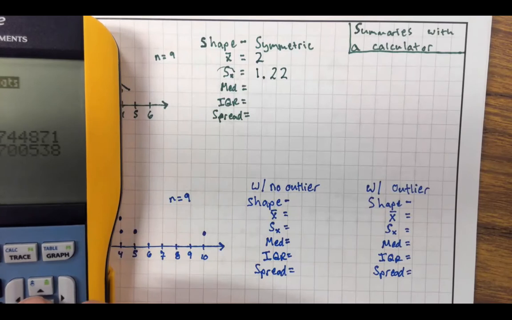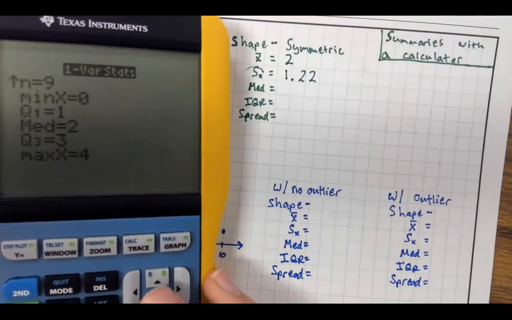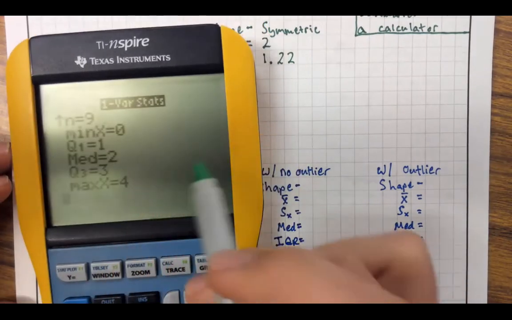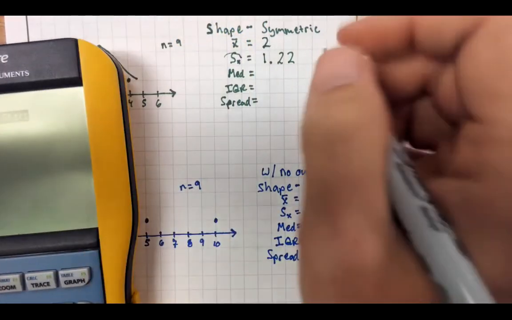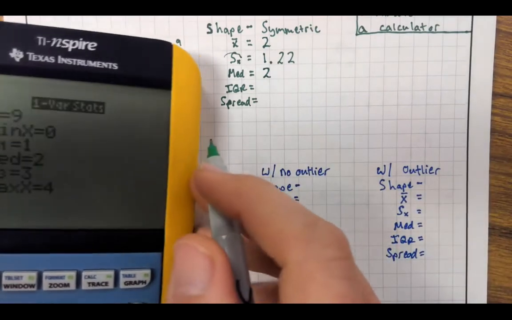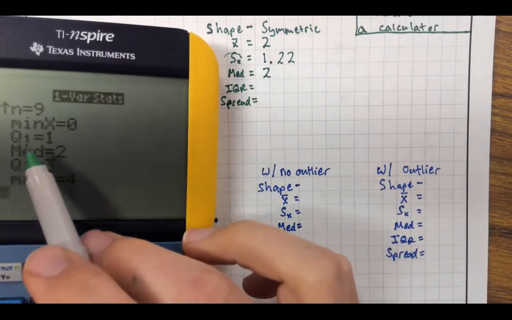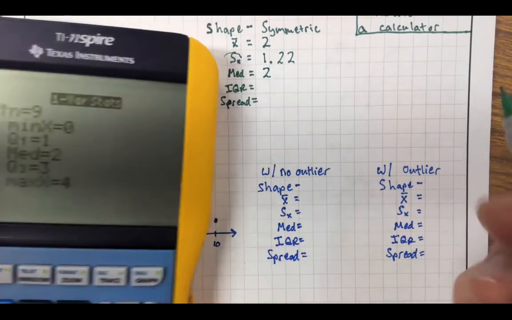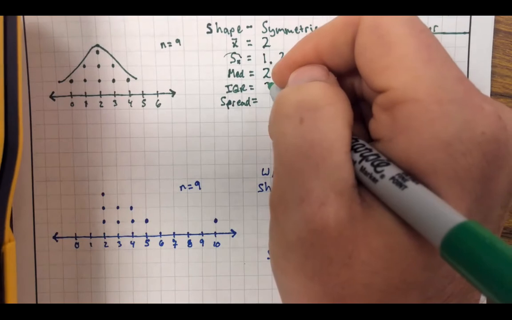And then to get to the median, we're going to have to scroll all the way down. You're just hitting down until you get to this 5-number summary. So the median is also 2. The IQR, remember, is just a single value. It's the distance between quartile 1 and quartile 3, so the difference between 1 and 3. So the interquartile range is also 2.